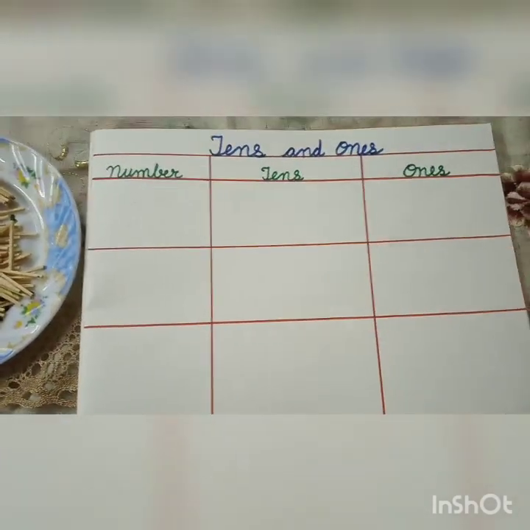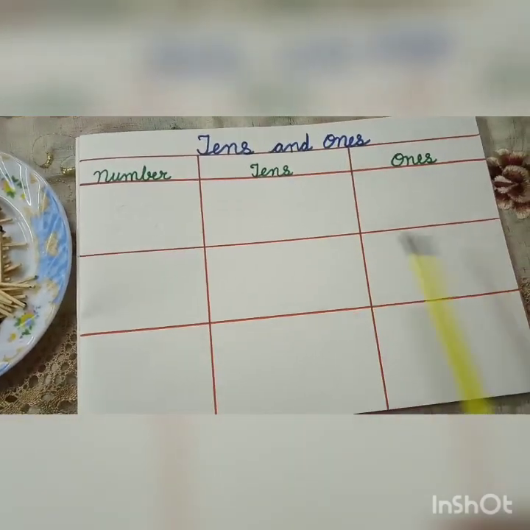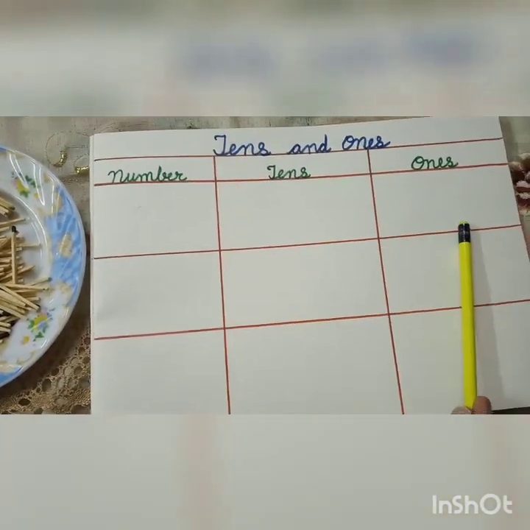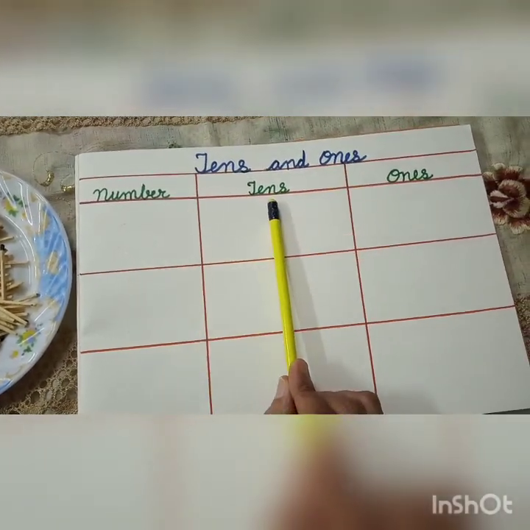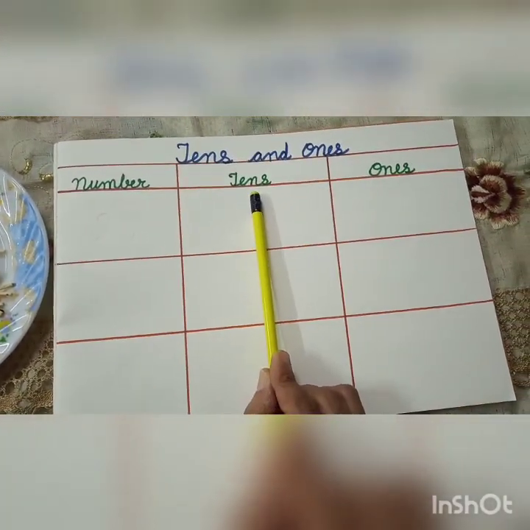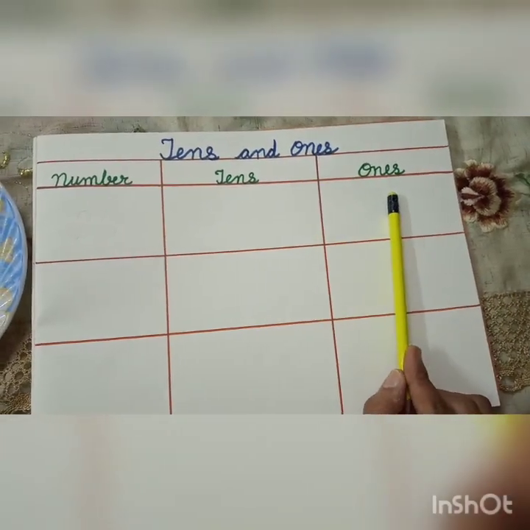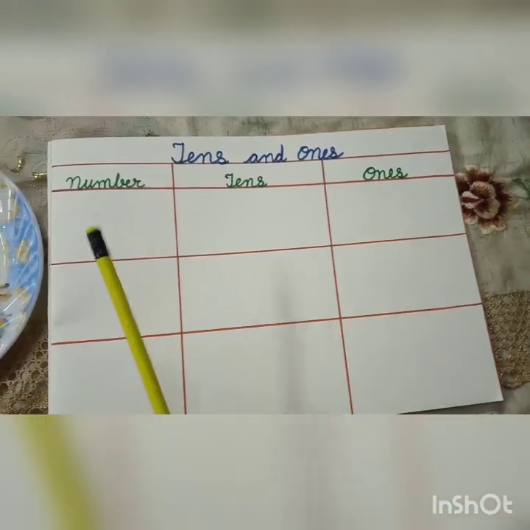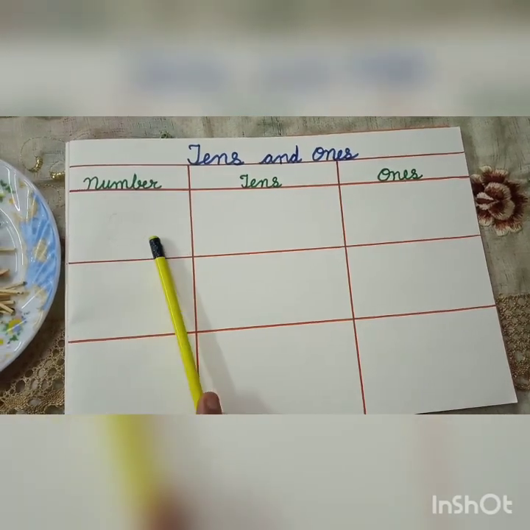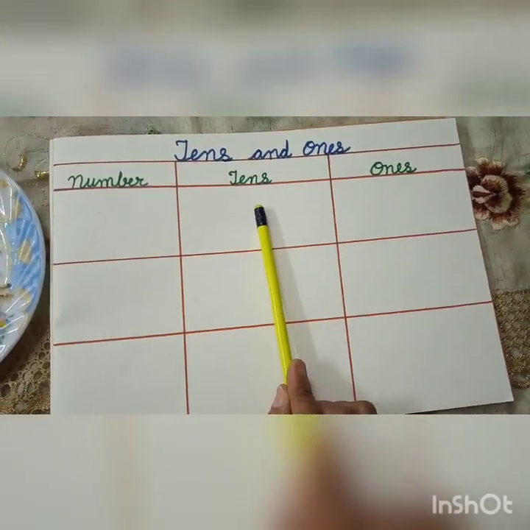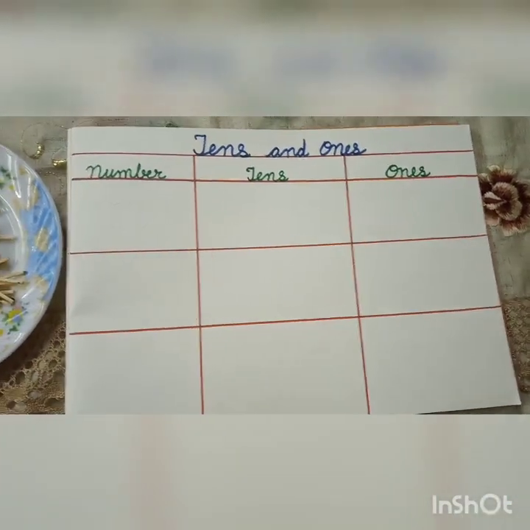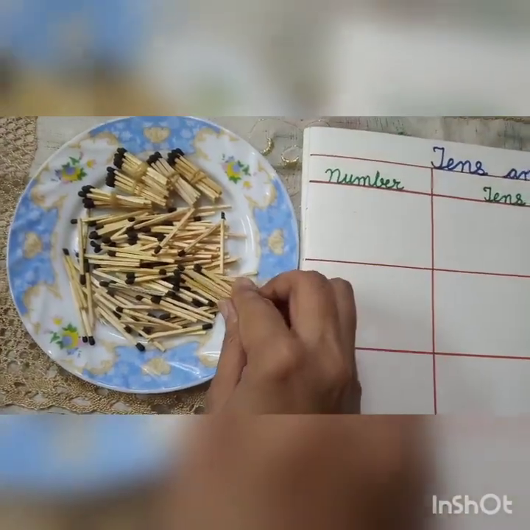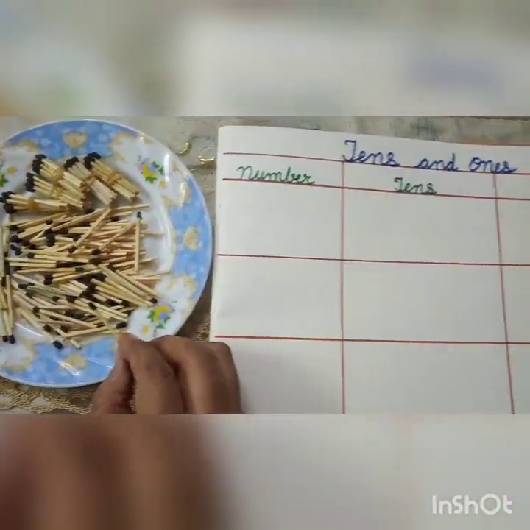Like students, you can see here I have made 3 boxes. One is for number, the second is for tens, and the third one is for ones. In any number of 2 digits you have tens and ones. Now see what we will do. Let's see. These are some matchsticks. We can use these matchsticks.